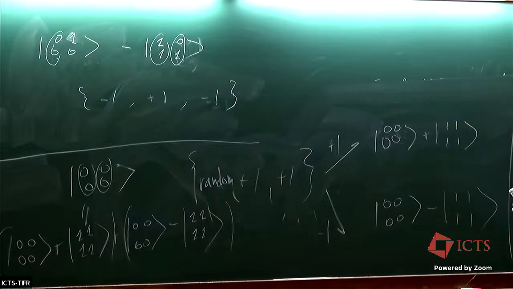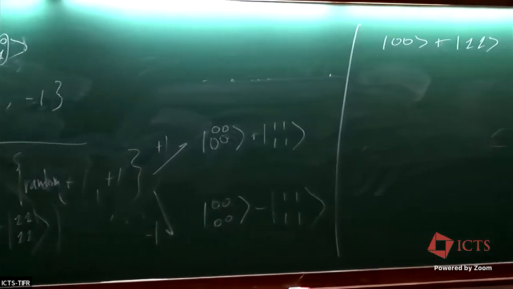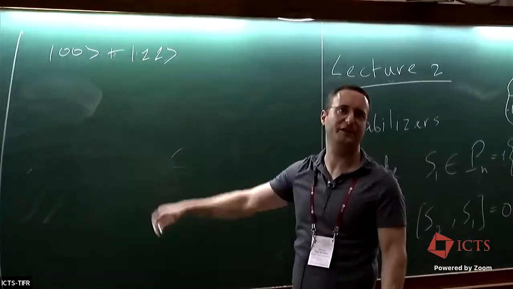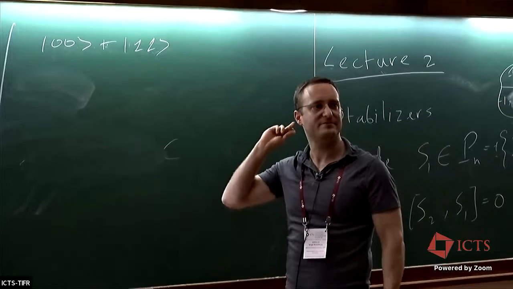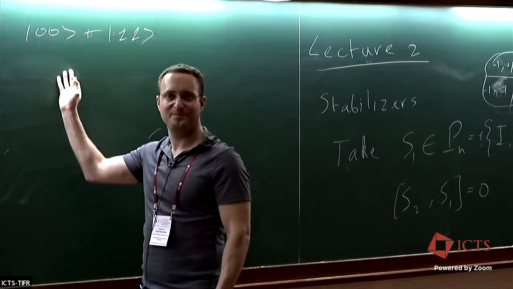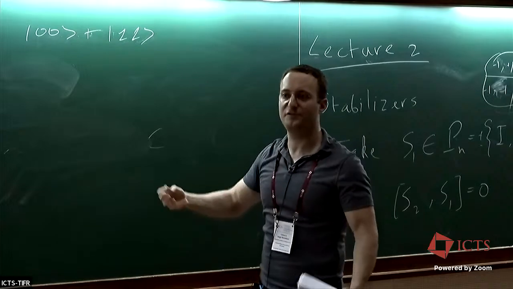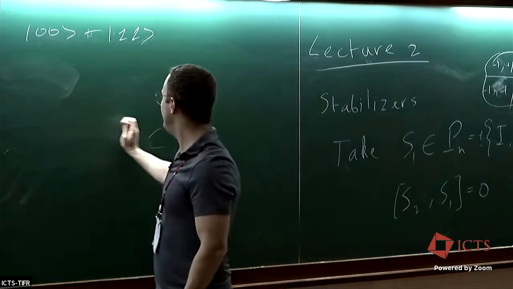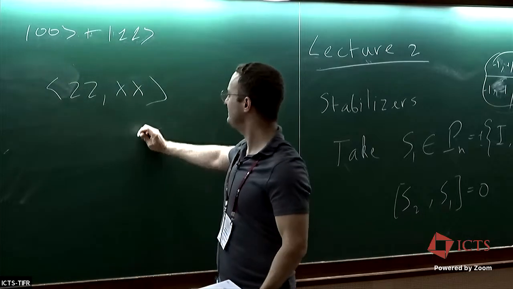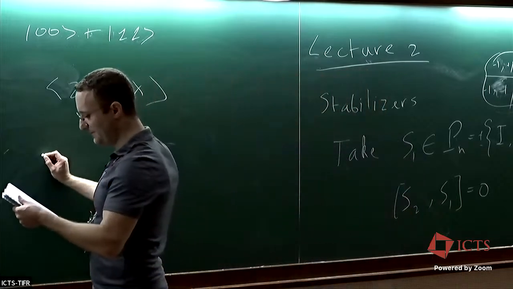More questions. What are the stabilizers of this state? This is a Bell state. First of all, how many stabilizers are there for this state? 2. Why? I have 2 physical qubits. I have 0 logical qubits. I just have a state. And so I need 2 generators to specify a state. What are my generators? ZZ and XX.